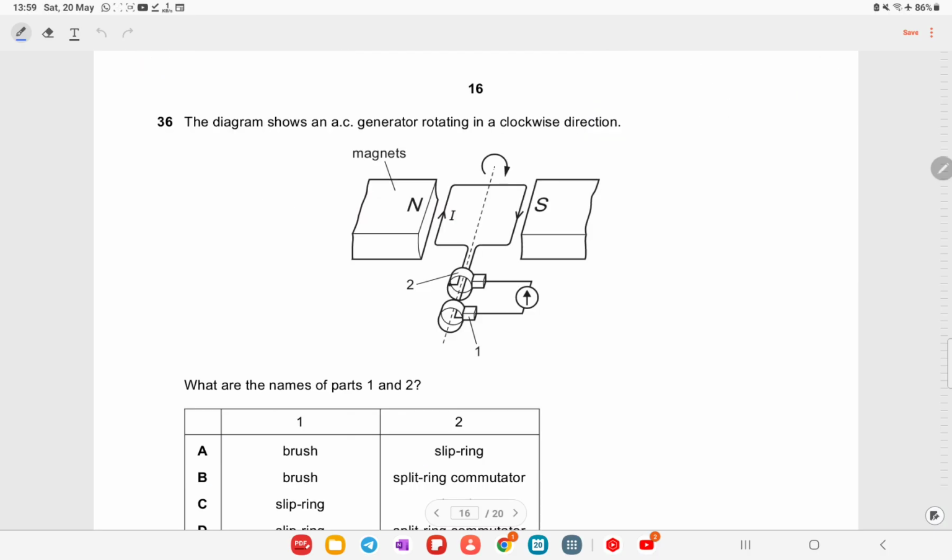The diagram shows an AC generator rotating in a clockwise direction. What are the names of the part 1 and 2? So the names of the part 1 and 2 is simple, it is brushes and slip rings.